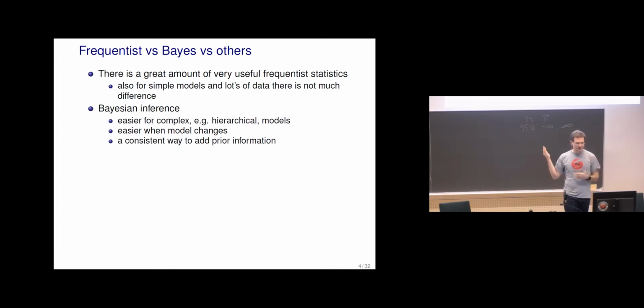And the benefits are then that it's easier for complex hierarchical models. It's natural how we can make higher levels, the exchangeability of the parameters, adding prior information. It's easier when the model changes because we don't need to think about how to derive the unbiased estimate. It's just using the Bayes rule. Now with probabilistic programming, the computation is also easy. And there's a consistent way to add prior information if that is available.